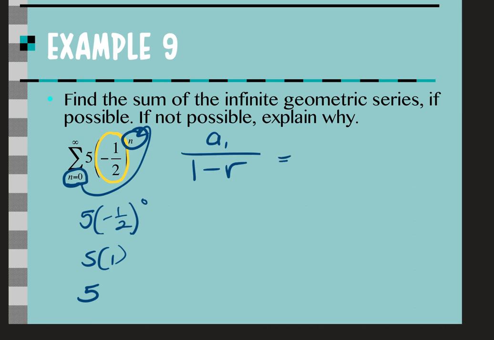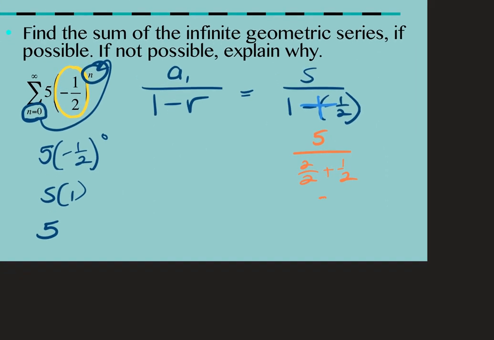So 5 over 1 minus what we say R was? Good. R is -1/2. We absolute value it to do the check at the beginning, but actual R is negative. So then this becomes a plus. I get 5 over 1 plus 1/2, which is 5 over 3/2, and then I cannot keep it as a complex fraction. So I keep change flip this, and I get 10/3, and it stays as 10/3.